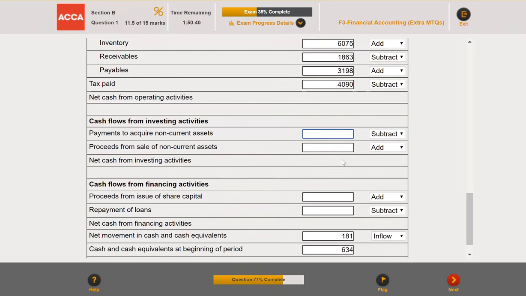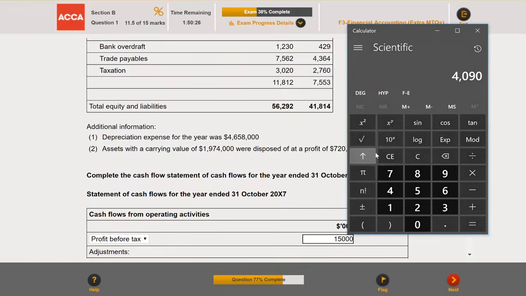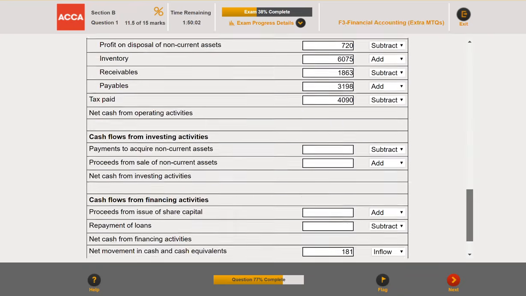And then proceeds from sale of non-current asset. This is also here. So we have carrying value of an asset, which is 1974, and we've sold it for profit. So if we take the carrying value and we add it to the profit, it will give us the proceeds. So 1974 plus 720. It should give us 2694.